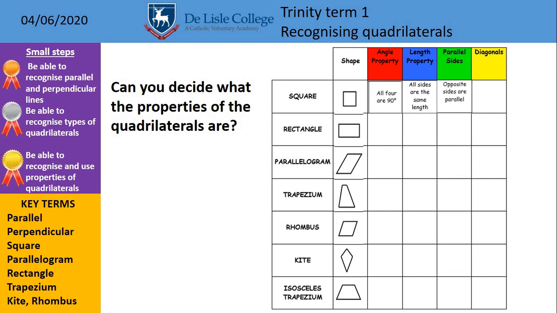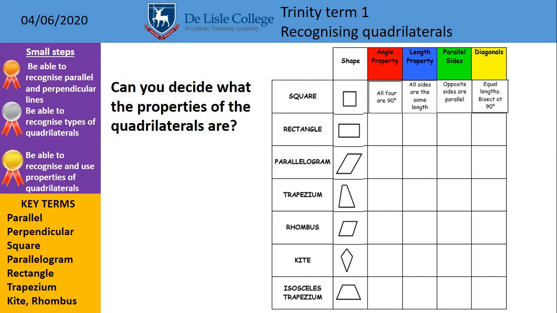Parallel sides, opposite sides are parallel, so you've got two pairs of parallel sides. And the diagonals, they bisect at 90 degrees. Okay, we'll have a little bit more of a look at that in greater detail at a later date. But if you were to draw the two diagonals, they would meet at 90 degrees.